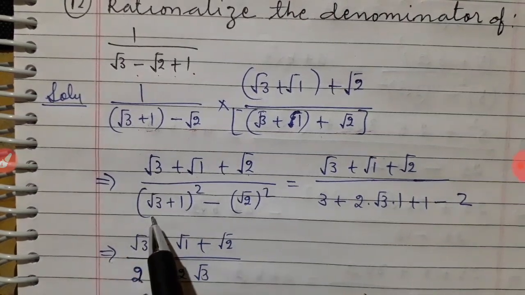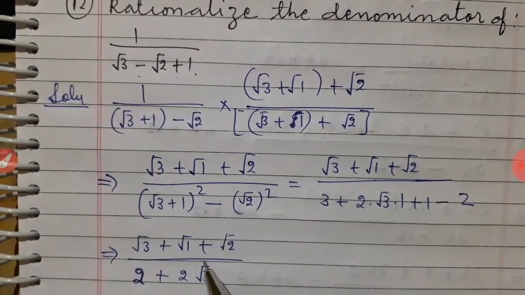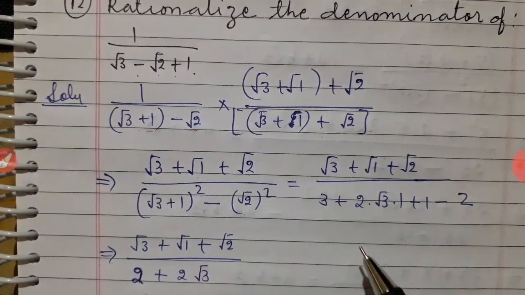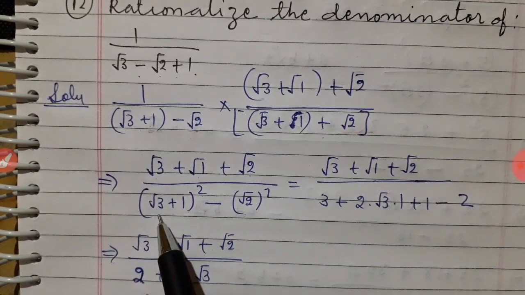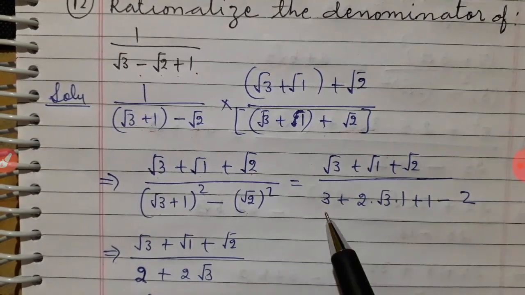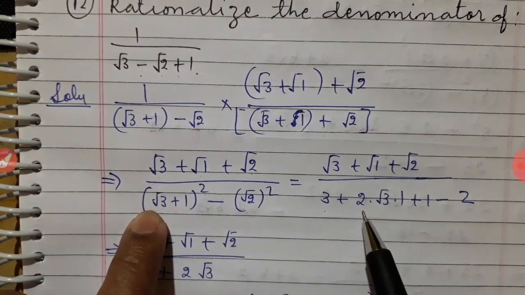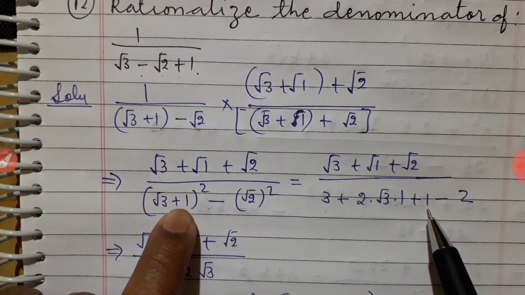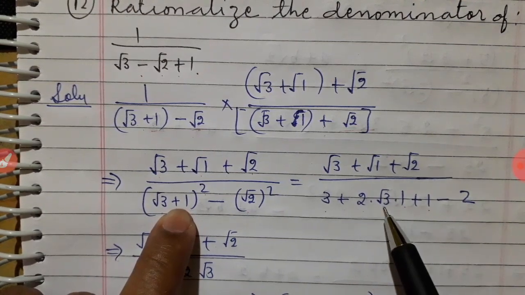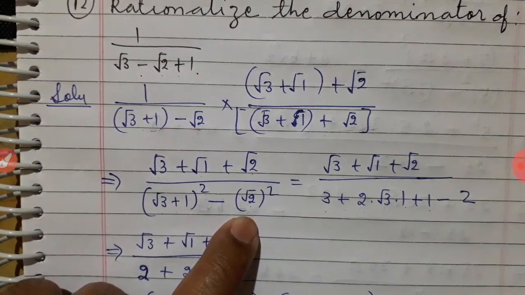So we have written root 3 plus 1 whole square, this is a square, and then root 2 square, this is b square. Then no change in the numerator, only the denominator changes. So here this is a plus b whole square, so it will become a square, meaning root 3 square will become 3, and then plus 2ab, a is root 3, b is 1, and then b square means 1 square, so a square plus 2ab plus b square, minus, when we multiply root 2 with root 2 you will get only 2.